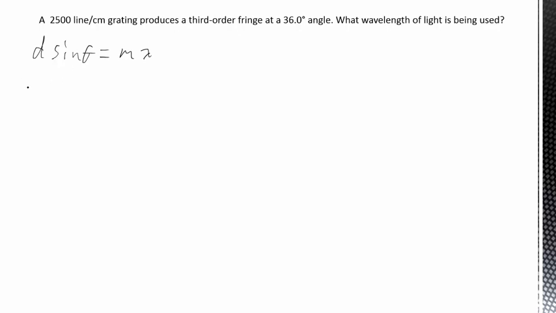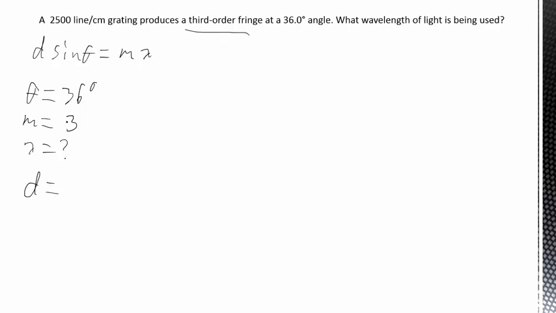Okay, so let's list the information we've got. We don't actually have d. Actually, I'll come back to that. We've got theta, nice and straightforward, 36 degrees. Third order fringe, that means m equals 3. And we're going to try to find wavelength. That's our unknown. And we've got this information here, which is not exactly d, because d is the spacing per line, not the lines per spacing.